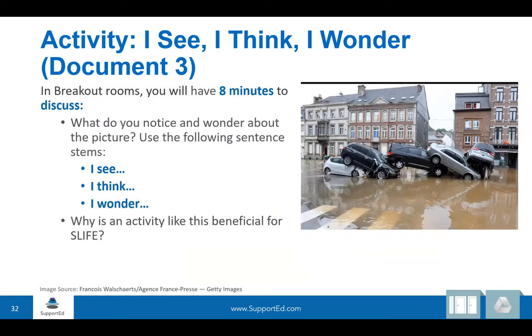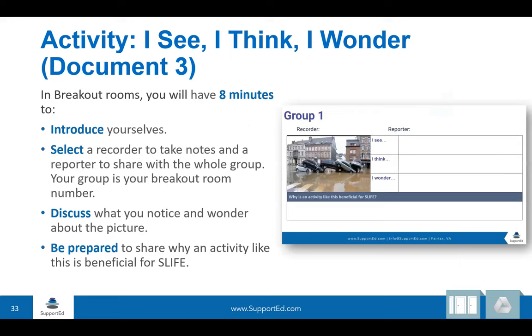Another activity to help them make connections and engage them in their learning, building the conditions for learning, is having them do an I see, I think, I wonder. And we're actually going to do this in breakout rooms. So you'll be using document 3, and you'll have about 8 minutes to discuss what you notice and wonder about this picture. You'll use these sentence stems, I see, I think, and I wonder, to discuss. And then you'll talk about why this might be beneficial for SLIFE.